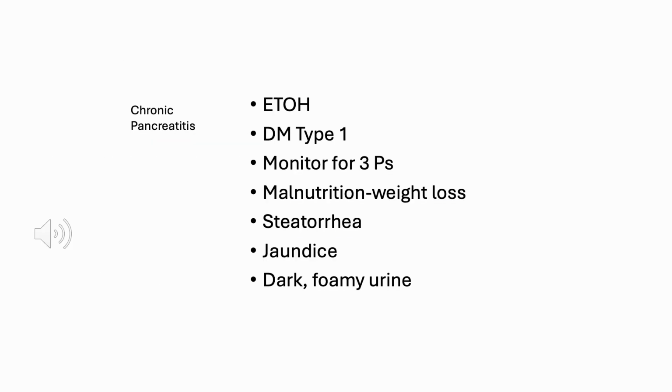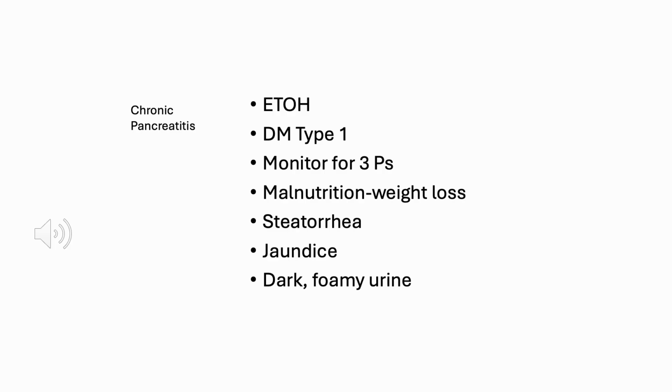After repeated bouts of acute pancreatitis, the patient may develop chronic pancreatitis. This is usually due to alcoholism. The patient would develop diabetes type 1, which you know is unusual in adults. And this is due to chronic beta cell destruction. So they're going to need insulin, monitoring of blood sugars. So monitor patients with even acute pancreatitis. You would monitor them for the 3 Ps, check blood sugars frequently, but you also do it with chronic pancreatitis.